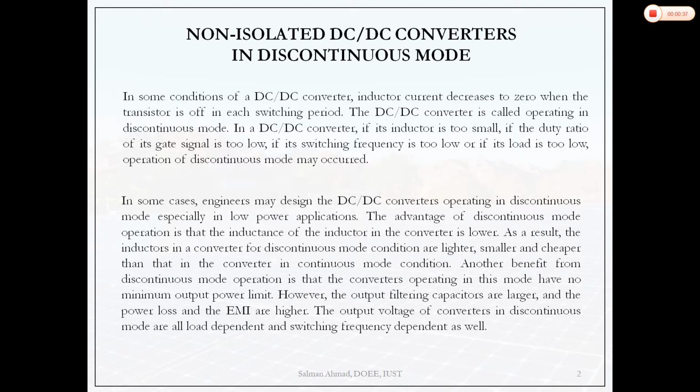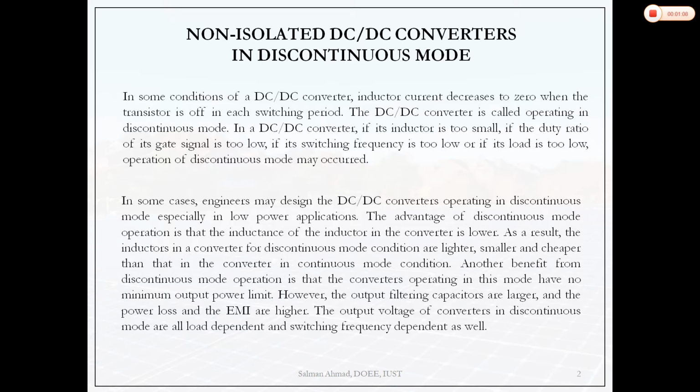So in some conditions of a DC-DC converter, inductor current decreases to 0 when the transistor is off in each switching period. That means when the next switching cycle starts, the inductor current will be 0. Okay, it will start from 0. So during turn off time of transistor, the current reaches 0 value. So the DC-DC converter is called operating in discontinuous mode.